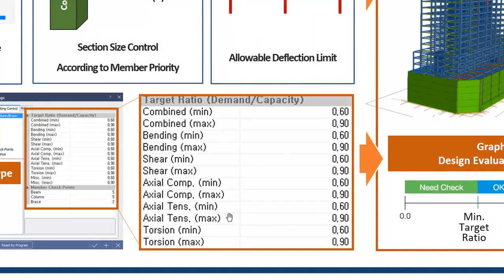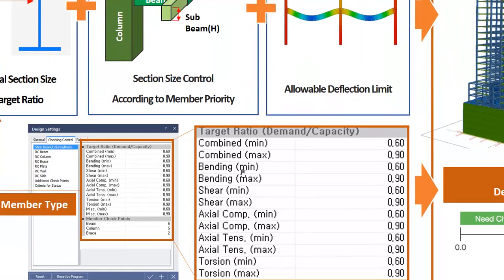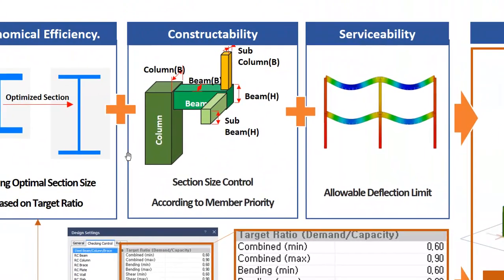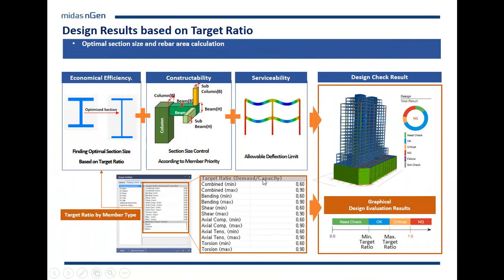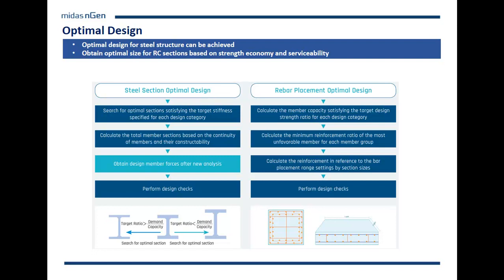Here you can see that you can specify the target ratio, and based on that ratio the program will perform the design. You can specify the target ratio for ultimate strength or for serviceability, and while performing the design, while calculating the required rebar, the program will use those particular ratios. And then the program can also perform the optimal design. The program can find out the optimum section size for the steel, as well as the optimum rebar placement for the concrete.